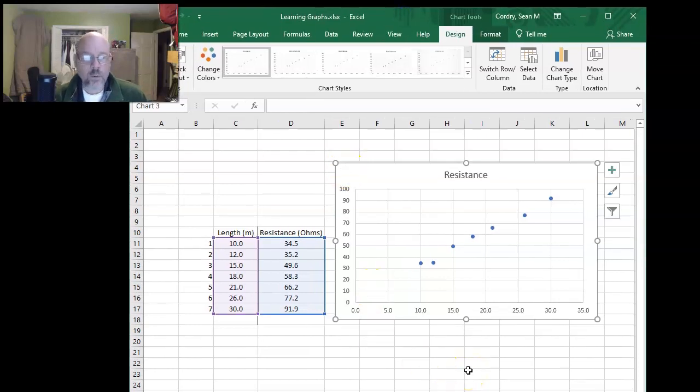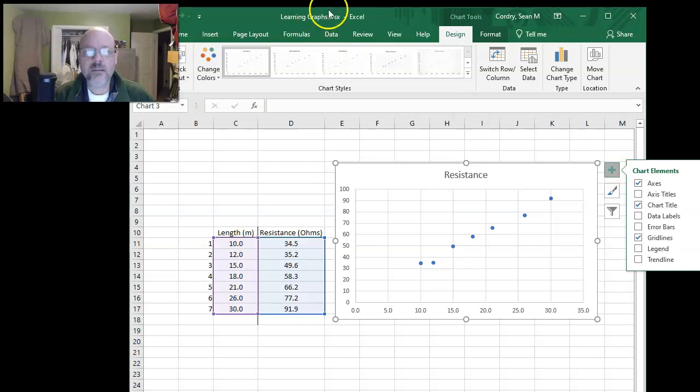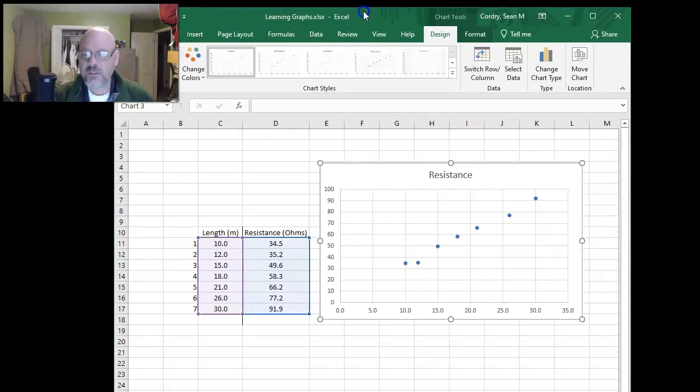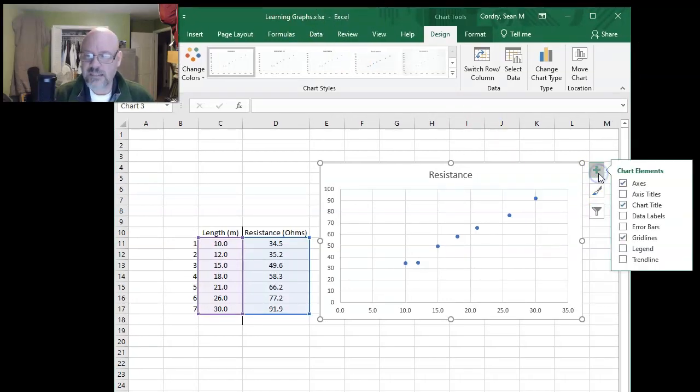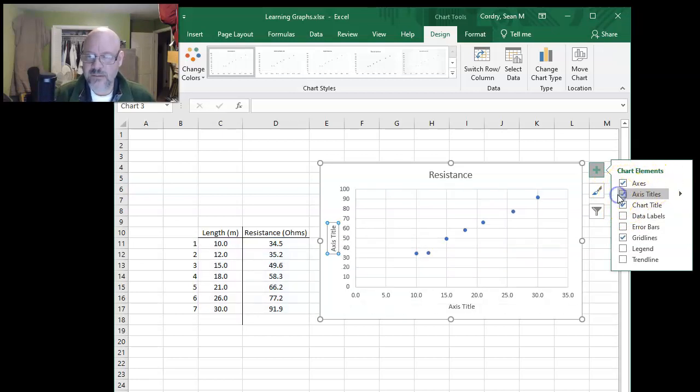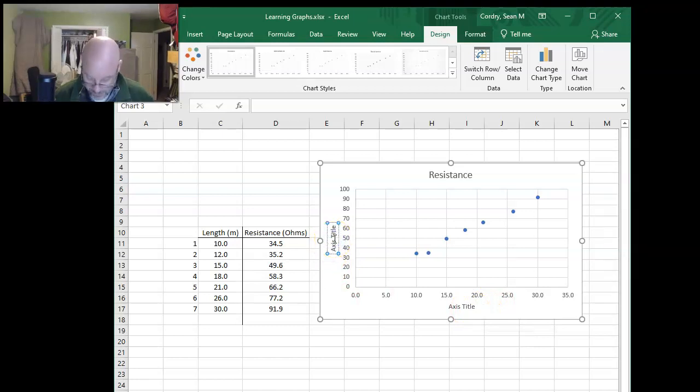Now what we want to do is a couple of things. We want to get some labels on the X and Y axis. So I'm going to hit plus here, scoot that a bit more, hit plus here, and add axis titles. It gives me a spot here. This one right here is our resistance, so highlight that. Resistance.